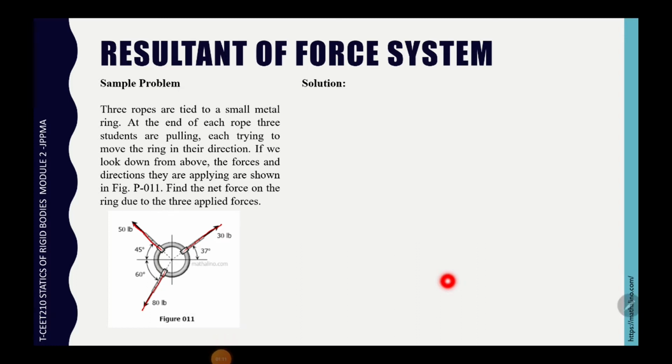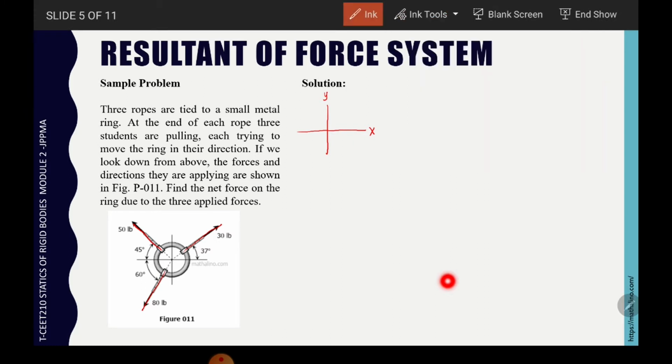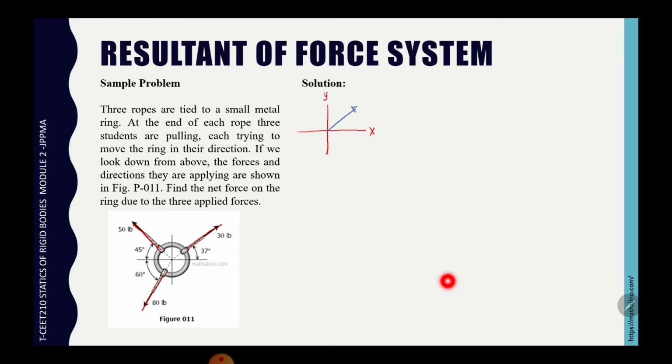So, magkakaroon po tayo ng X and Y axis. So, ito si Y axis, ito si X axis. So, ilalagay nyo lang po yung force doon. Forces. Para meron tayo ditong tinatawag na F1. Ito ay si F2. Yan. And si F3.